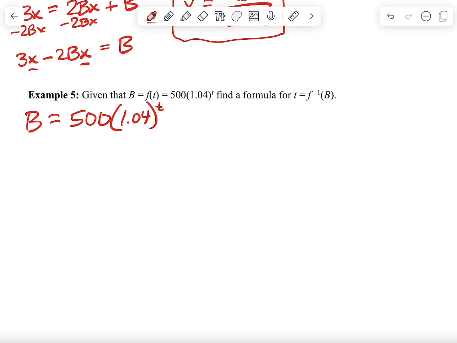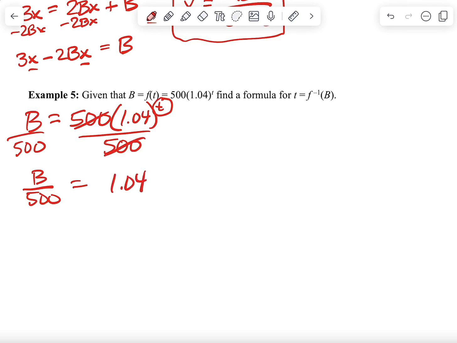We're trying to solve for t, so we want to get rid of everything else that we can, one by one, in order. The easiest thing to do first, the low-hanging fruit, would be to divide by 500 first. That will get rid of the coefficient 500 on the right side. So now we would have b over 500 on the left side, and 1.04 to the t on the right side. Hopefully you can see this is one step better.